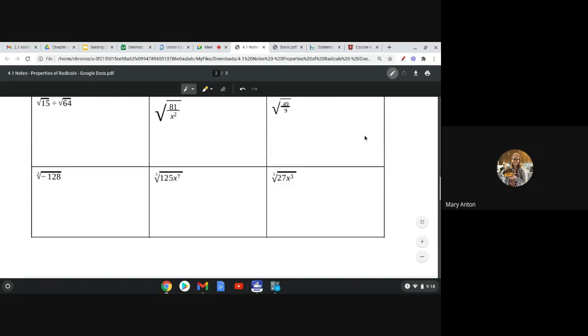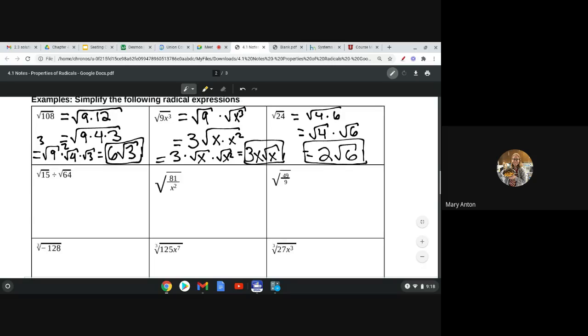All right, next one. These just take a lot of examples and we'll start finding some patterns. So if you have any questions, just chime in, okay? Square root of 15 divided by the square root of 64. Let's start with that square root of 15. Are there any perfect squares that are factors of 15? 3 and 5. Are either of those perfect squares?